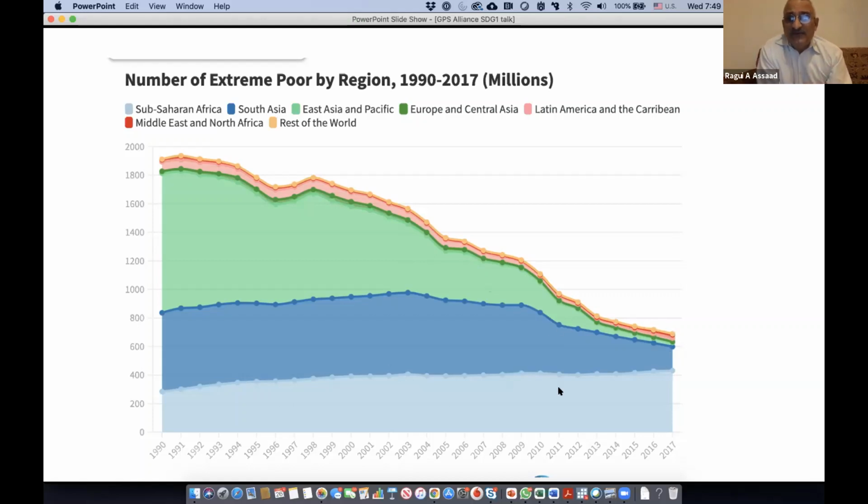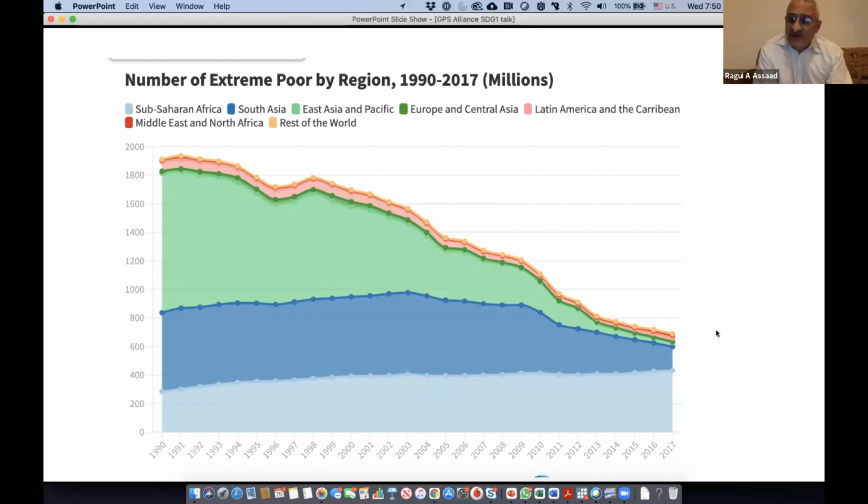But the really bad news is that the number of extreme poor in Africa has been rising. Despite the slow decline in the proportion of people who are extremely poor, the number of extreme poor in Africa has been going up, and it's actually increased from about 300 million to over 400 million over the period that we're looking at here.